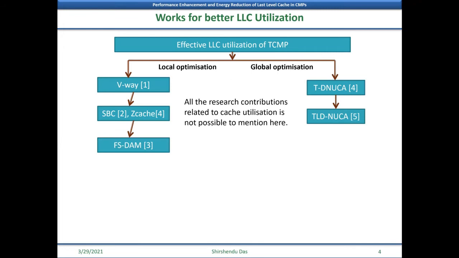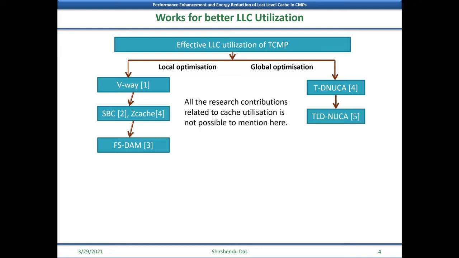If we design a flow chart for this, for effective utilization of TCMP, meaning how we can efficiently utilize the last level cache of TCMP, then we have to solve two things. One is called local optimization, and one is called global optimization. If we go in the local optimization direction, we'll discuss a few papers: VUE, SBC, Zcache, and FSDAM. These are the papers that we will discuss. There are some other papers also, but we'll discuss these four.